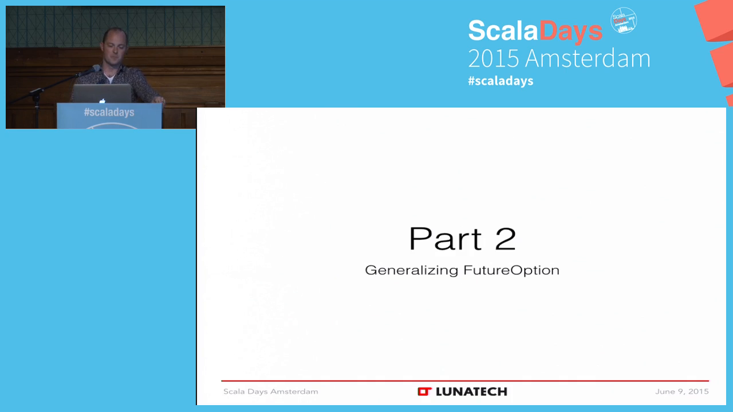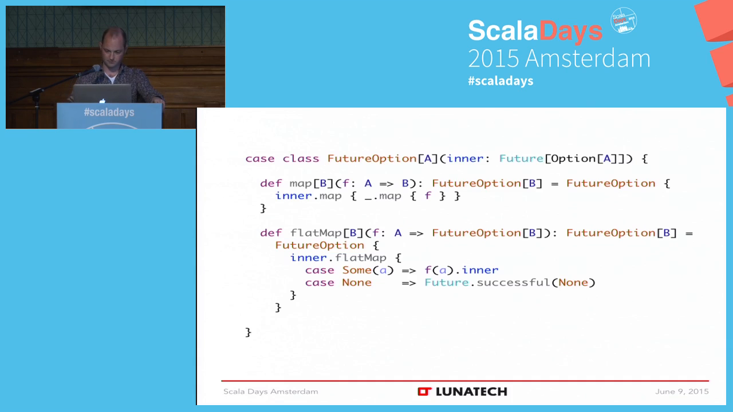So part 2, we're going to try to generalize this class, this very simple class that you could have written, into something that's more widely applicable. So take another good look at future option. What you see here, from the future, the value inner, we only use three things. We use map, we use flat map, and we create a new one. We just create a new future with some value inside it. So that's interesting to notice.